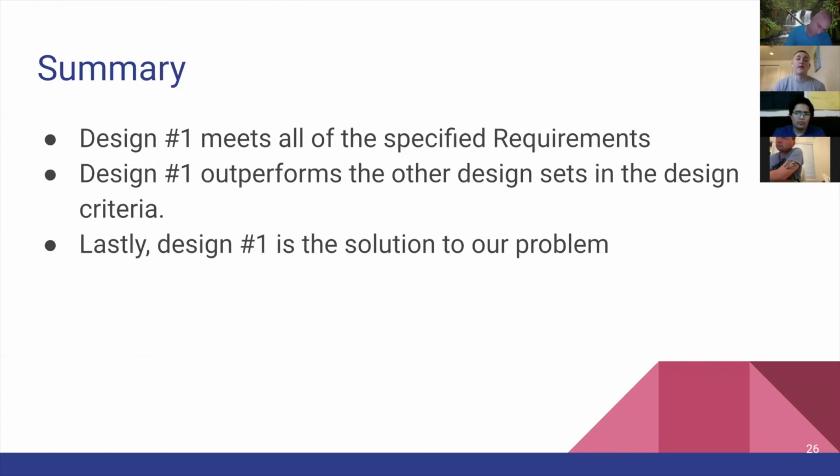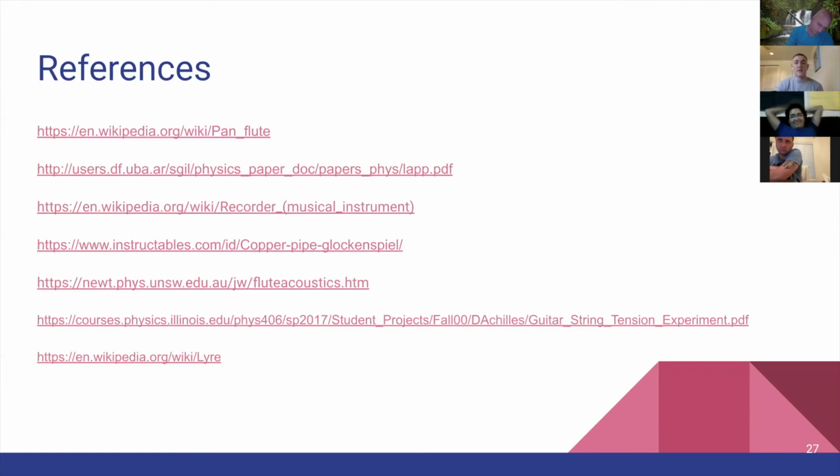In summary, design number 1 meets all the specified requirements, including the budget, materials list, and any other constraints that we have. Design number 1 also outperforms the other designs in the design criteria department. So its function, all these designs were based purely out of functionality first, and that's our main priority. Lastly, design number 1 is the solution to our problem. This design perfectly fits into the box and will be able to play the entire song that was chosen. And below are our references.